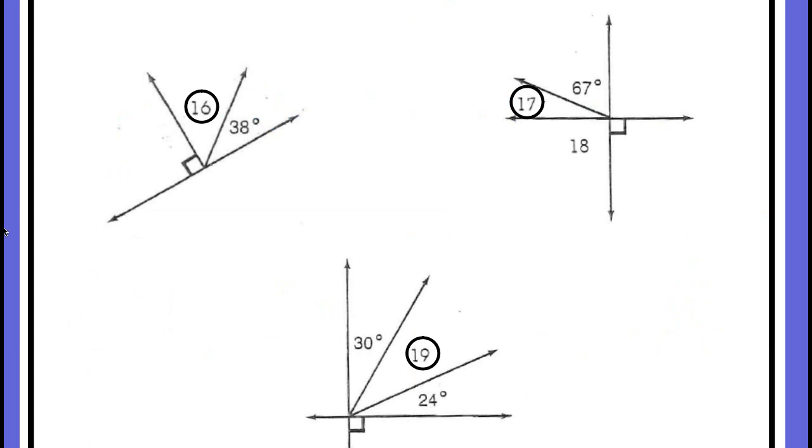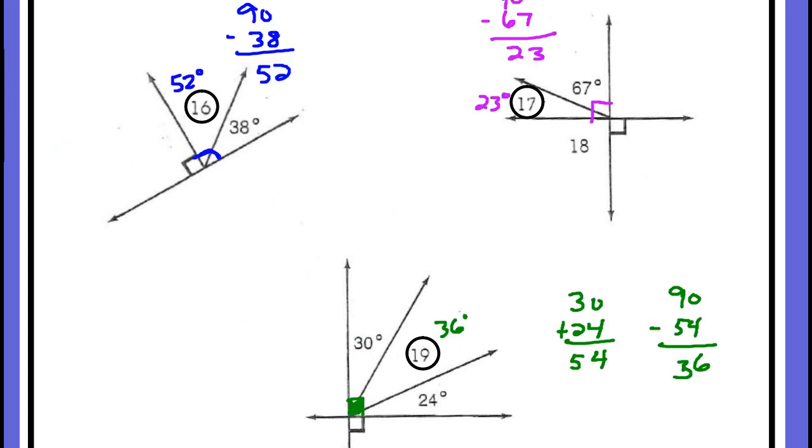All right, we've got 3 examples here. In the top left example, we need to find the measure of angle 16. In the top right, find the measure of angle 17. And at the bottom, find the measure of angle 19. Go ahead and pause the video and find the measures of those 3 angles. When you have your answers, come back and check.